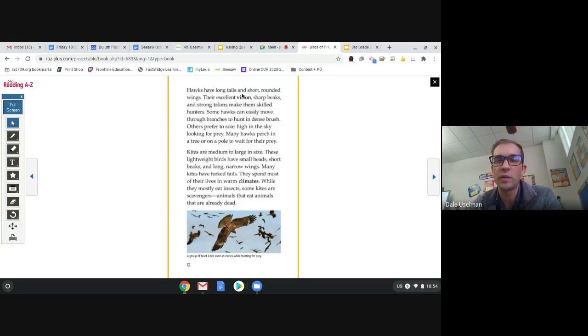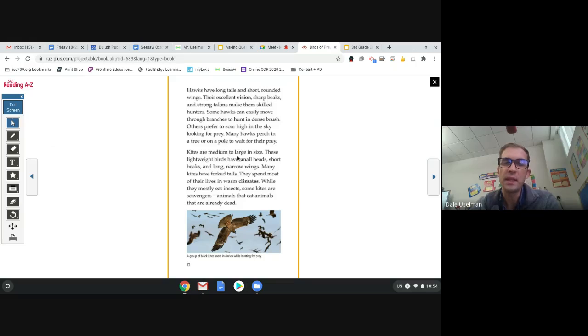Hawks have long tails and short, rounded wings. Their excellent vision, sharp beaks, and strong talons make them skilled hunters. Some hawks can easily move through branches to hunt in dense brush. Others prefer to soar high in the sky, looking for prey. Many hawks perch in a tree or on a pole to wait for their prey.